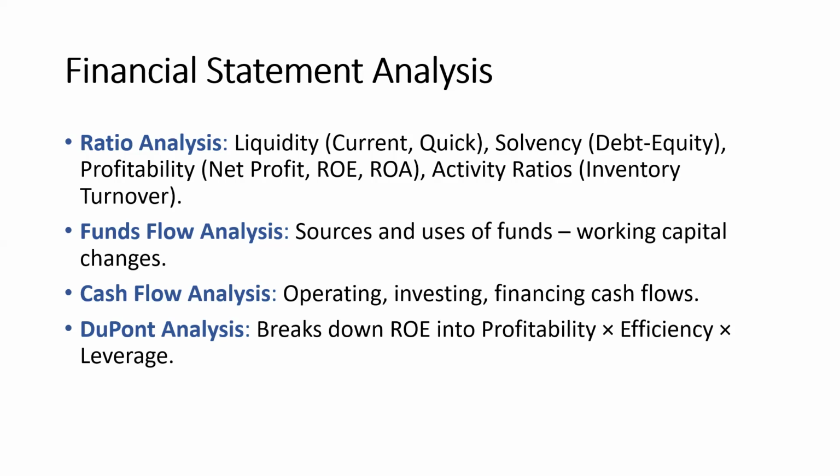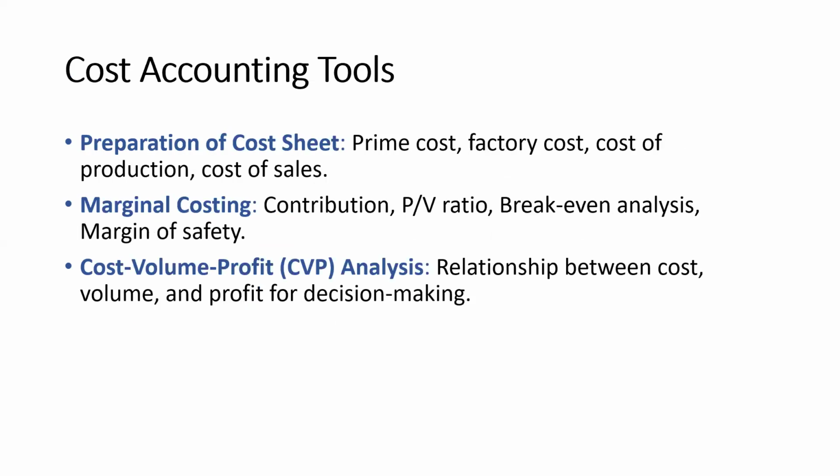Ratio analysis includes liquidity, which is current or quick ratio; solvency, which means debt to equity ratio; profitability, meaning net profit, return on investment, return on equity, ROA; and activity ratios, meaning inventory turnover. Then there is fund flow analysis, which analyzes the sources and uses of funds and working capital changes. Cash flow analysis focuses on operating, investing, and financing cash flows. And DuPont analysis breaks down ROE, return on equity, into profitability, efficiency, and leverage.